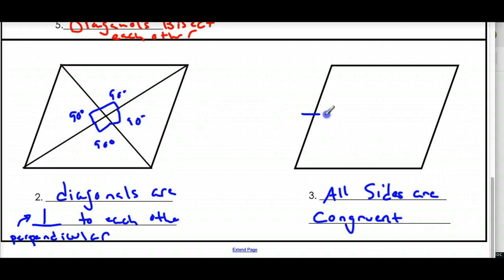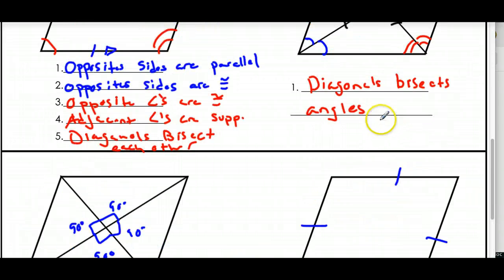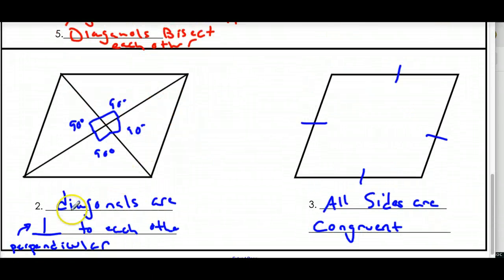In every rhombus, every side is the same length. That's not true for all parallelograms. Not all parallelograms have every side the same. That's what really makes a rhombus special. All sides are congruent, diagonals bisect the angles, and diagonals are perpendicular to each other.